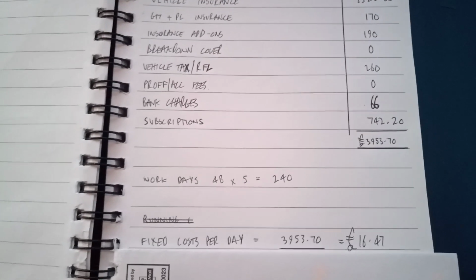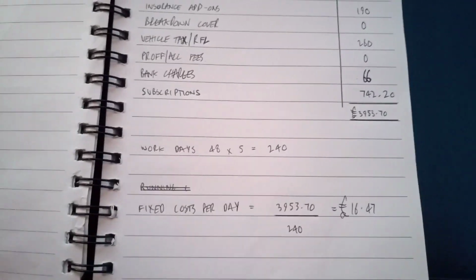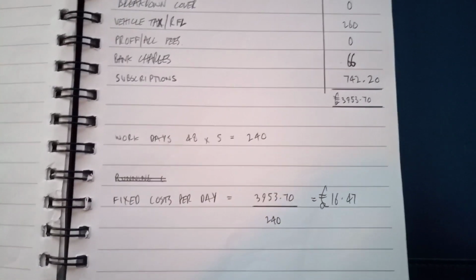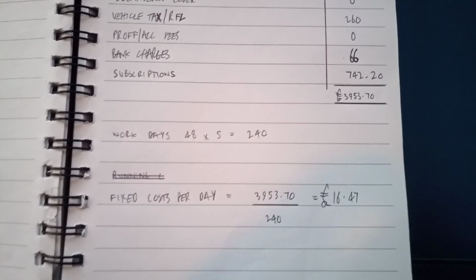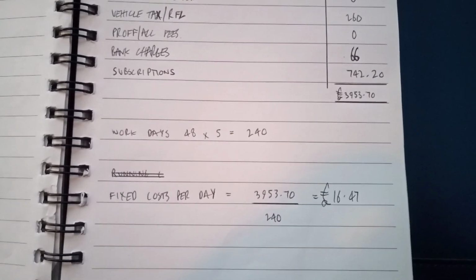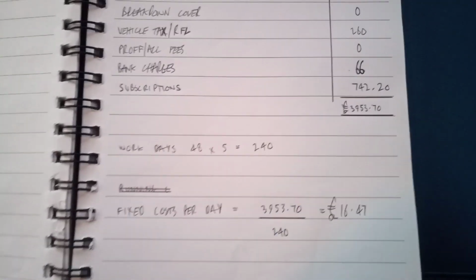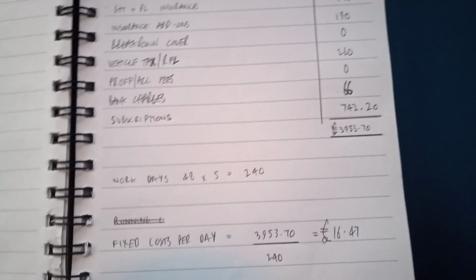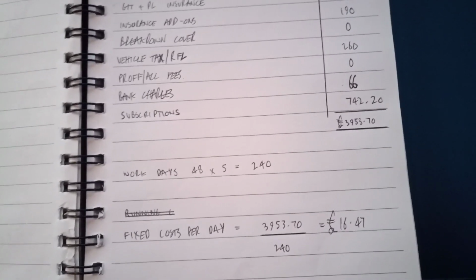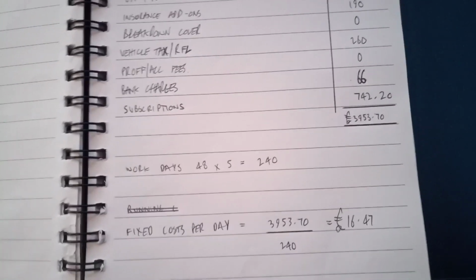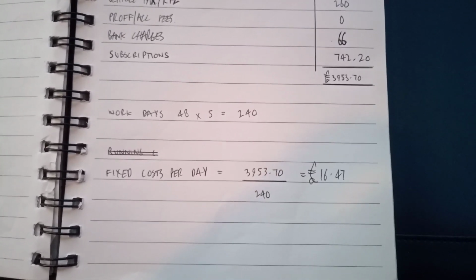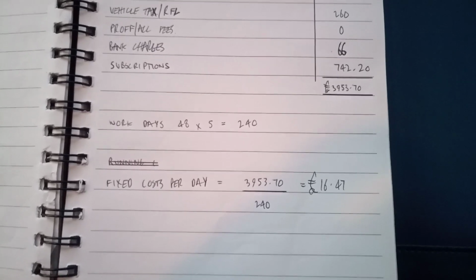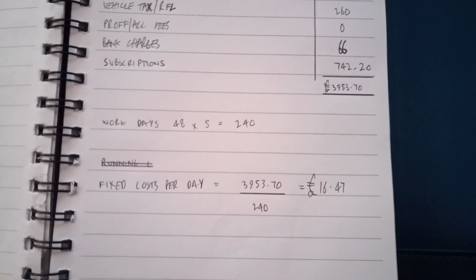Fixed cost per day is quite simply your fixed costs divided by your working days. So £3,953.70 divided by 240 working days works out at £16.47 per working day in fixed costs. So I'm just going to round that up and work off £17, because there will be something else I've missed off there, or maybe I'll have a bit fewer working days than 240. So that's my fixed costs for working as an owner driver courier. Yep, so that's how I work out my fixed costs.